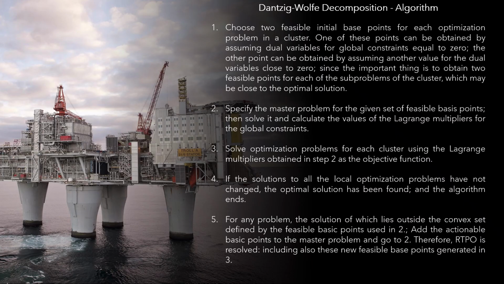3. Solve optimization problems for each cluster using the Lagrange multipliers obtained in step 2 as the objective function. If the solutions to all the local optimization problems have not changed, the optimal solution has been found, and the algorithm ends. 4. For any problem, the solution of which lies outside the convex set defined by the feasible basic points used in 2, add the feasible basic points to the master problem and go to 2. Therefore, RTPO is resolved, including also these new feasible base points generated in 3.